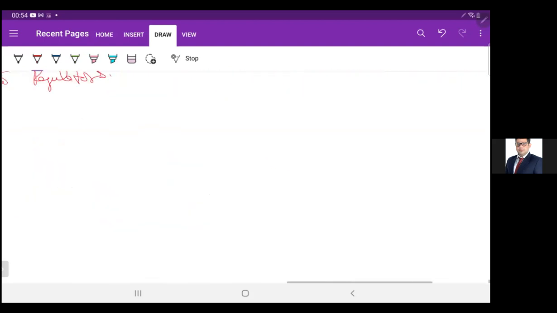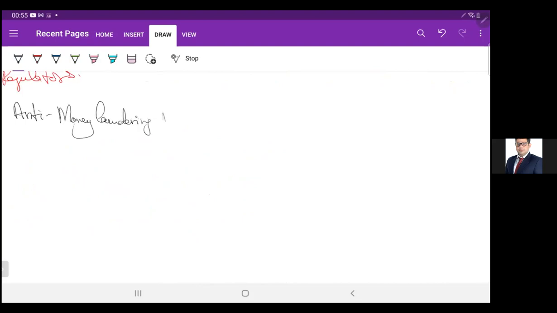Now let us look at the anti-money laundering program. Money laundering regulations impose certain obligations on financial service businesses which are designed to assist in detecting money laundering and preventing the financial service organizations being used for money laundering purposes.